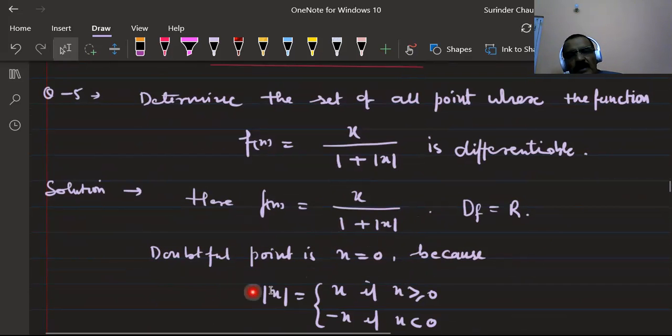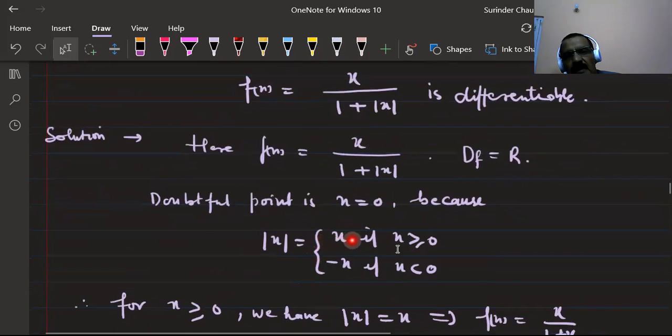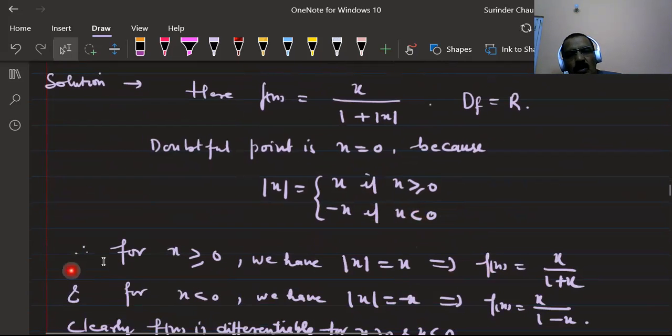Now let's expand the modulus: modulus of x is equal to x if x is greater than or equal to 0, and minus x if x is less than 0. If x is greater than 0, then f(x) will be equal to x upon 1 plus x. If x is less than 0, then f(x) comes out to be x upon 1 minus x.